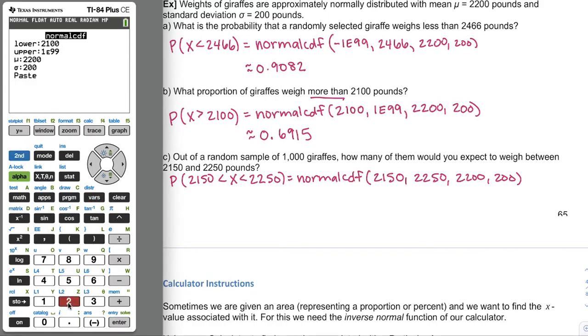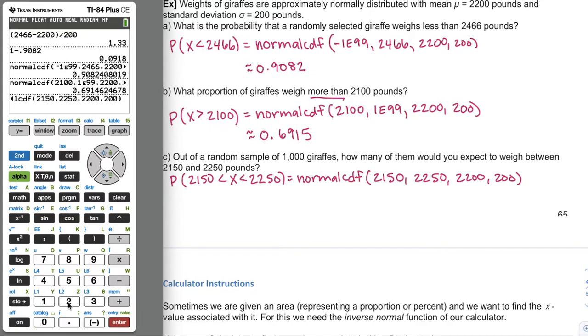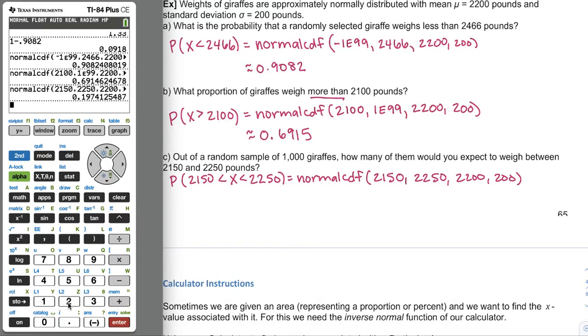Normal CDF. The lower bound is 2,150. The upper bound is 2,250. The mean and standard deviation are the same. Okay, let's go ahead and press enter. So that is about 0.1974. So that is the probability.